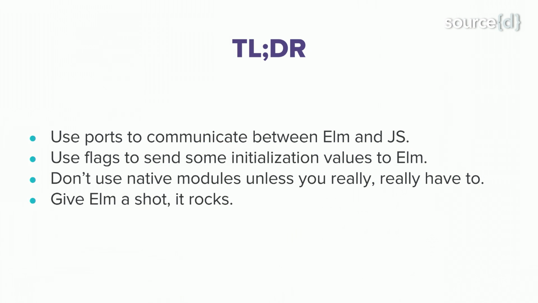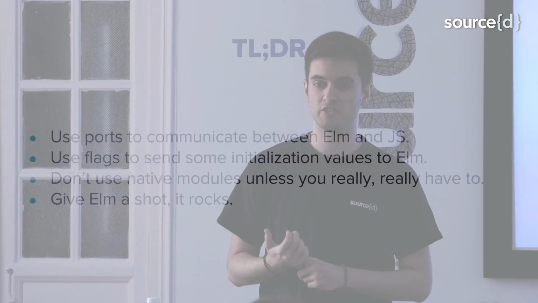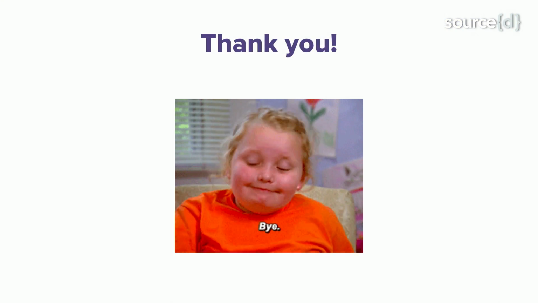And then the last change we have to do is, instead of using Html.program, use Html.programWithFlags, and everything else works just fine. So just to recap, use ports to communicate between Elm and JavaScript. Use flags to send initialization values to Elm. Don't use native modules unless you really have to, and give Elm a shot because it rocks. Thank you.